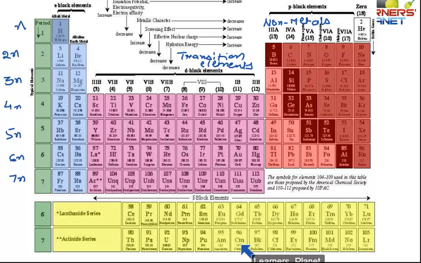These are called actinides. That is, from thorium to lawrencium are what? Actinides. So this is the long form of periodic table, and it is based on the electronic configuration.